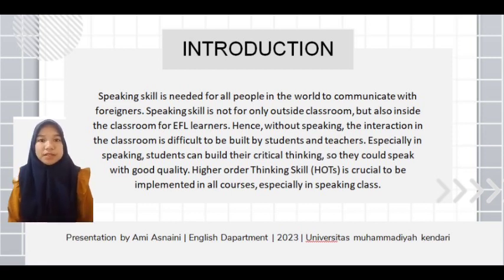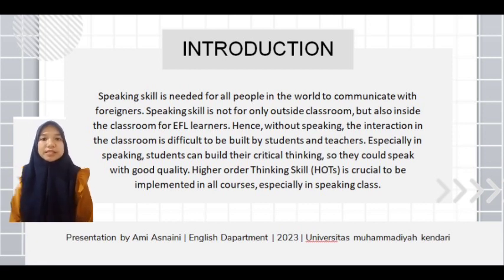The cognitive levels C1, C2, and C3 are categorized as lower order thinking skills, while C4, C5, and C6 are classified as higher order thinking skill or HOTS. Students need to implement HOTS in speaking, thus they can have good quality in talking about something.